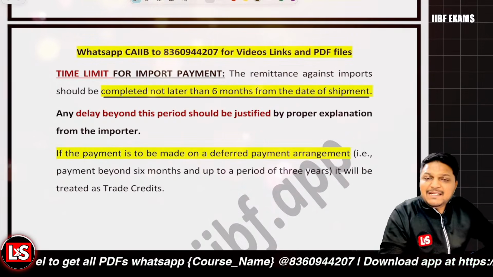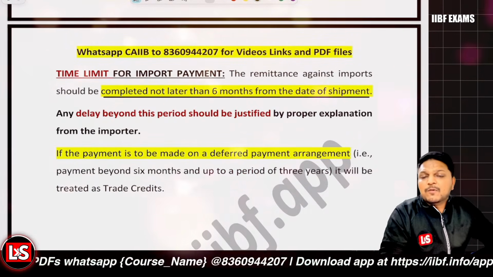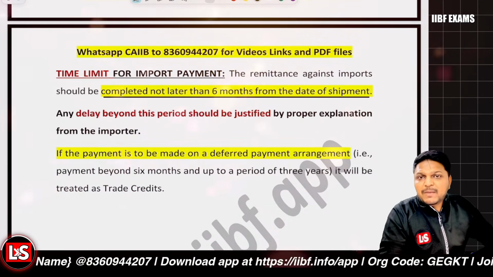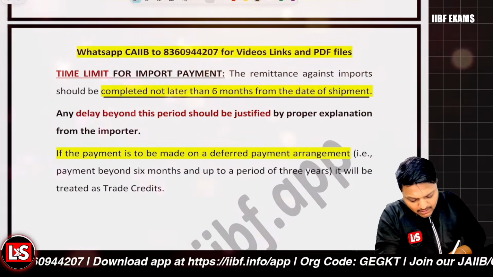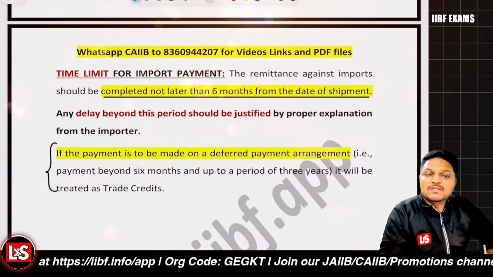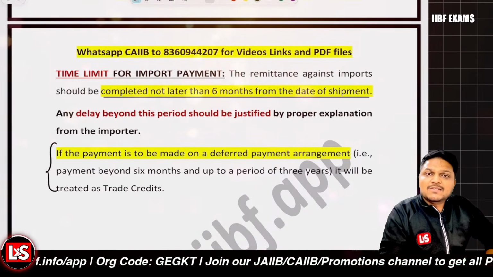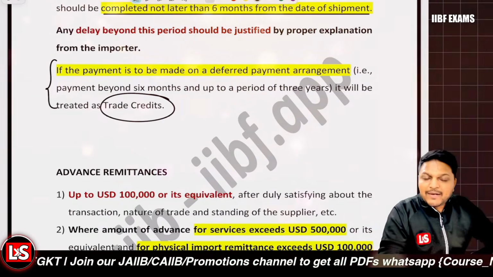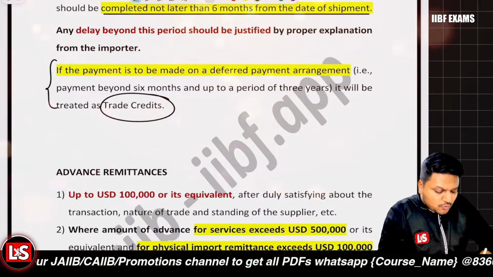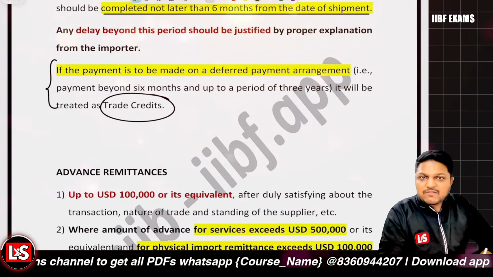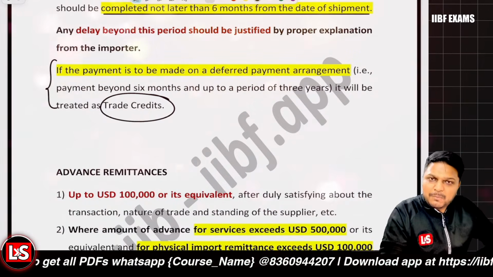And if there is any delay, that should be justified with a proper explanation of the reason for the payment delay. And if the payment is to be made in a deferred payment arrangement, let's say for capital goods, beyond the 6 months, that will be treated as a trade credit. Otherwise, you have to make the payment for the import within the period of 6 months, and if there is delay, that should be explained properly.